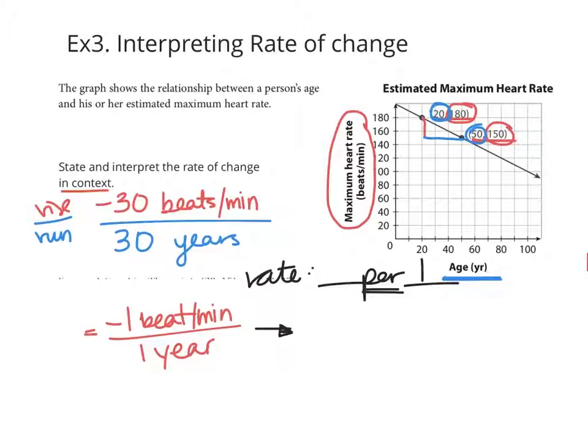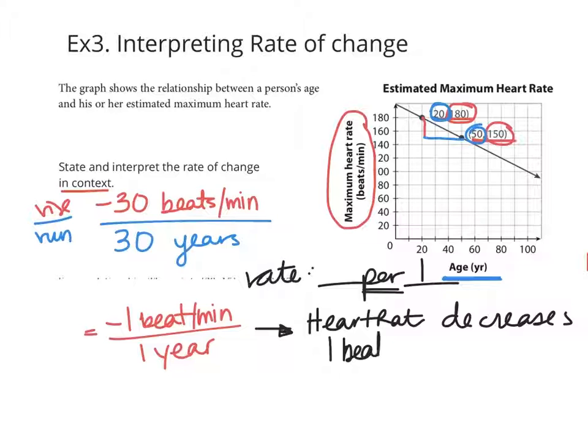Or if I state that in words, because we're thinking about like if we were to go back and write a word problem, we would write that the heart rate decreases 1 beat per minute each year as a person ages.